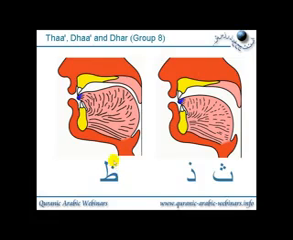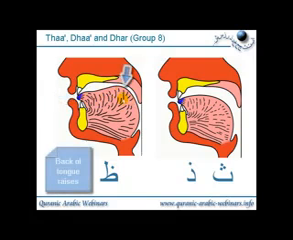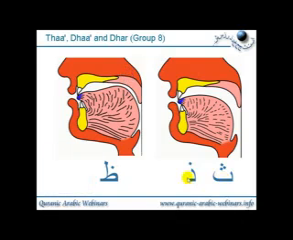The other one is the letter Dho, Dho, which again you apply a bit more pressure on the tongue at the front, and the back of the tongue will lift. So we have the letter Tha, Dhal, and Dho, and that was group 8.